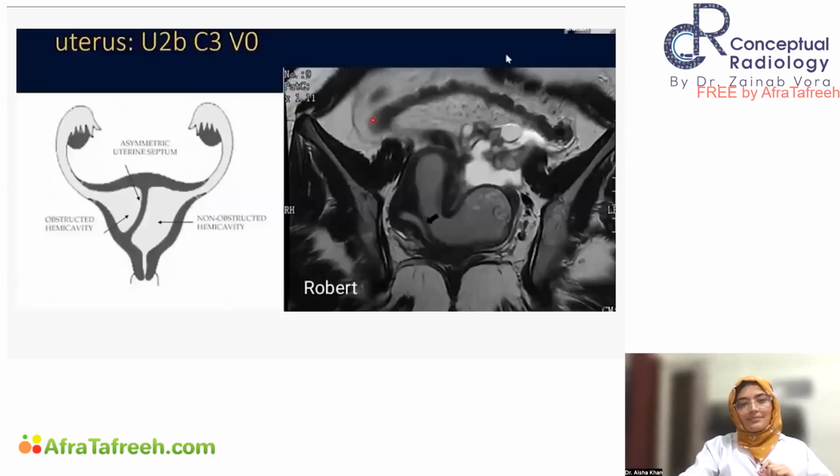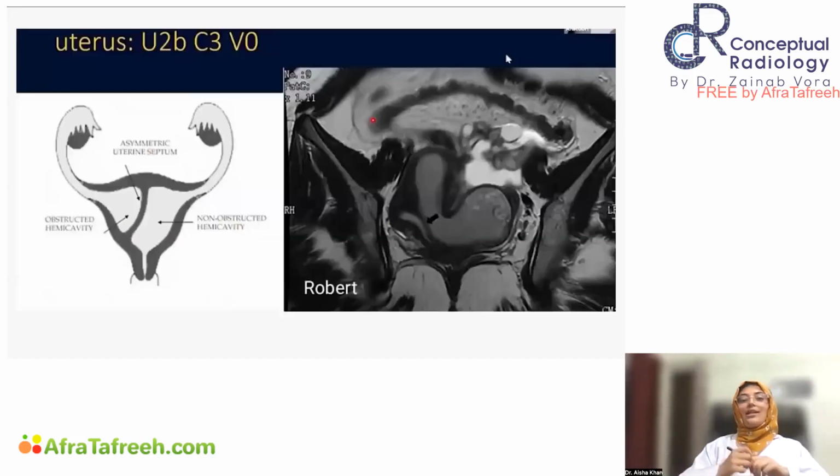This is a hysteroscopic resection, which is called metroplasty, your septal resection, and how you can beautifully transform a septate uterus into a normal endometrial cavity, which will help to house the fetus. And the patient delivered a full-term pregnancy. So this is the beauty of medical science.